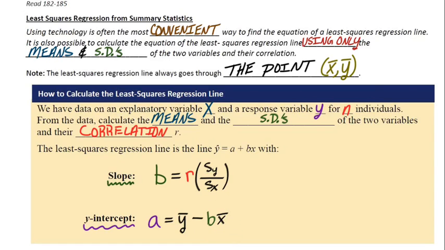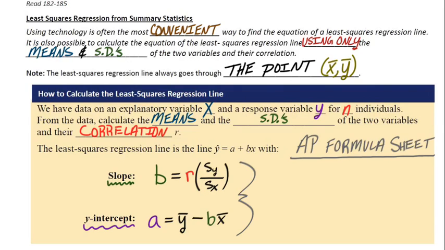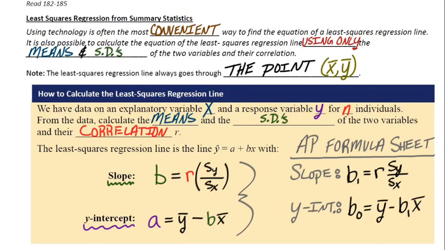Okay, and the great thing about these formulas is you don't have to memorize them. These two formulas are actually on the AP formula sheet that you get on exams and the AP exam. They just look a little bit different. The slope, for example, is b sub 1 equals r times the fraction, standard deviation of y divided by standard deviation of x. So the only thing different there is they call it b sub 1. And then the y-intercept, instead of calling it a, they call that b sub 0.